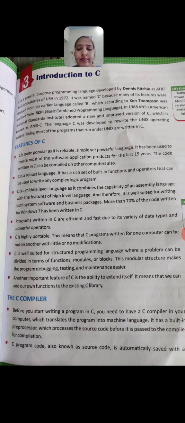So before you start writing a C program, you need to have a C compiler in your computer, which translates the program into machine language. The one which is going to translate the program into machine language.